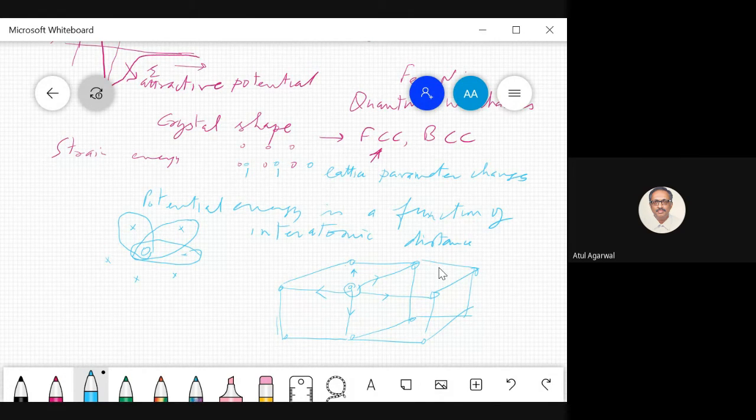Suppose it has n atoms in a crystal. You find its interaction with everybody. So you will find that every interaction is being counted twice. This fellow is interacting with it, and when you consider this fellow, this is also interacting with it. So you're counting it twice. You find the total energy of interaction and divide by 2. That will give you the potential energy of the system.